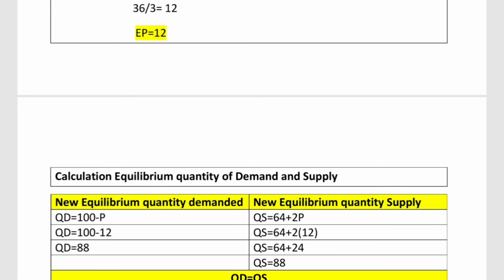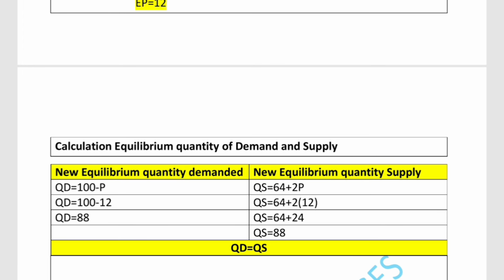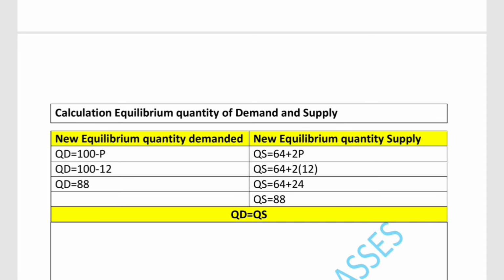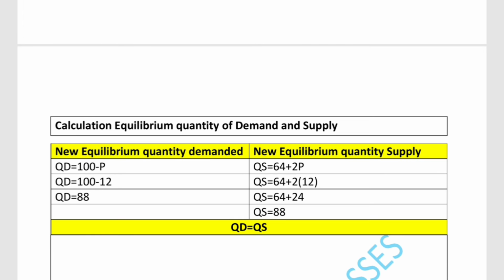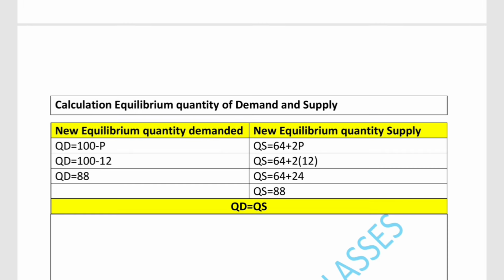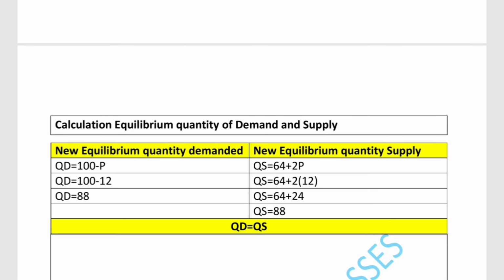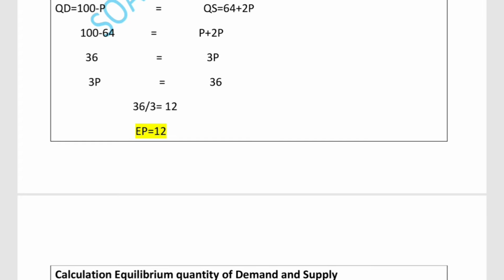Now again we are going to calculate the equilibrium quantity demanded and supplied after the government imposes the 3 rupees tax. QD is equal to 100 minus P, and QD is equal to 100 minus, what is the P we got? 12. So 100 minus 12, QD is equal to 88. Similarly, we are going to solve for the new equilibrium quantity supplied, that is QS is equal to 64 plus 2P.